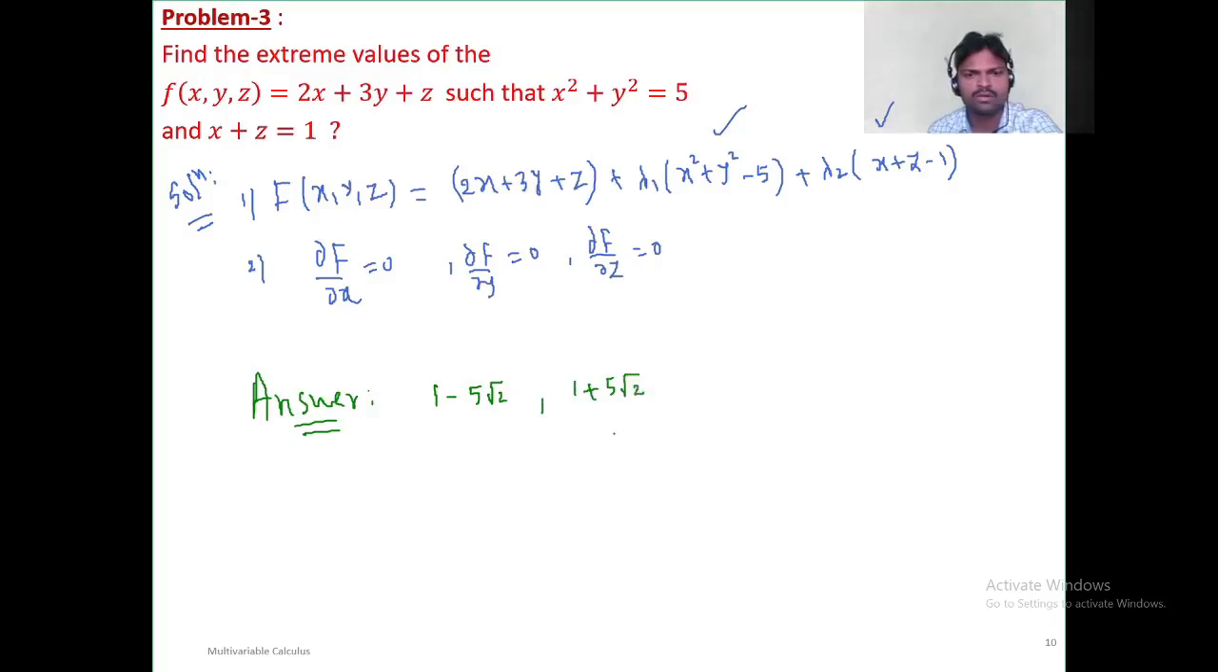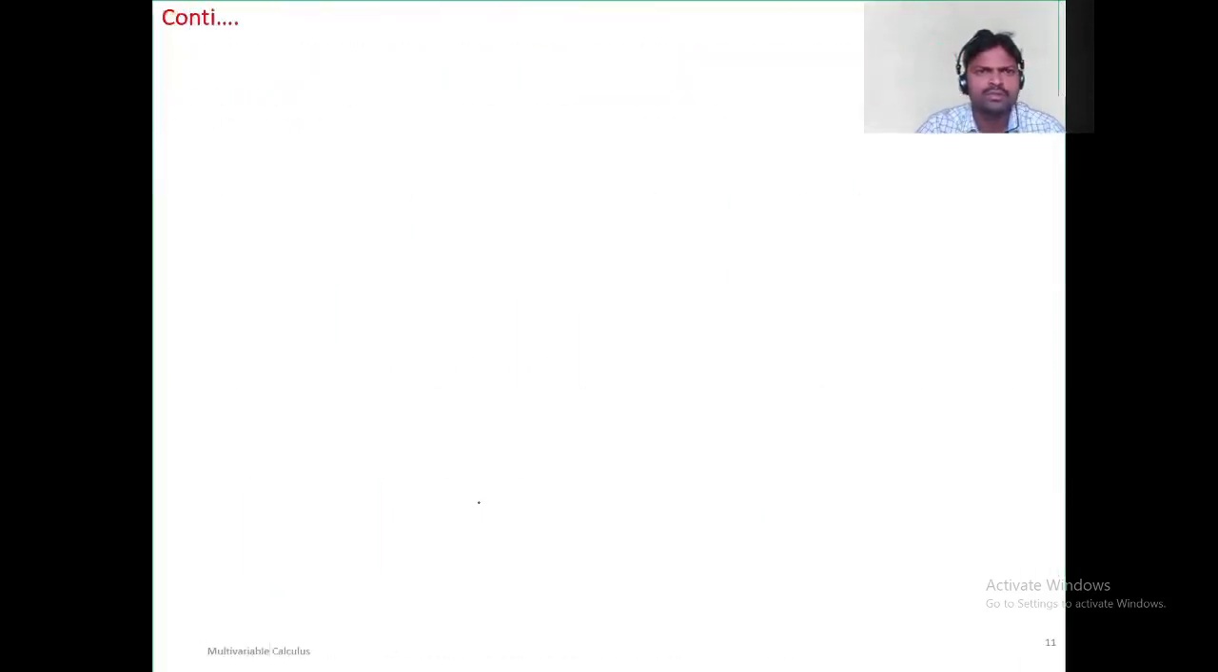Of these 2, which one is maximum? So this is the maximum value, and this is the minimum value. Only 2 critical points we will get, and at these 2 critical points we get these 2 function values. Try with this same ideology, and with this our 5th unit is closed.